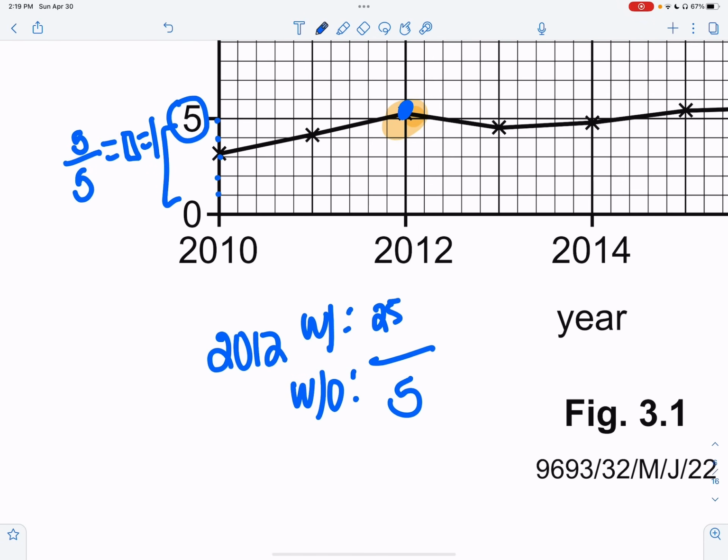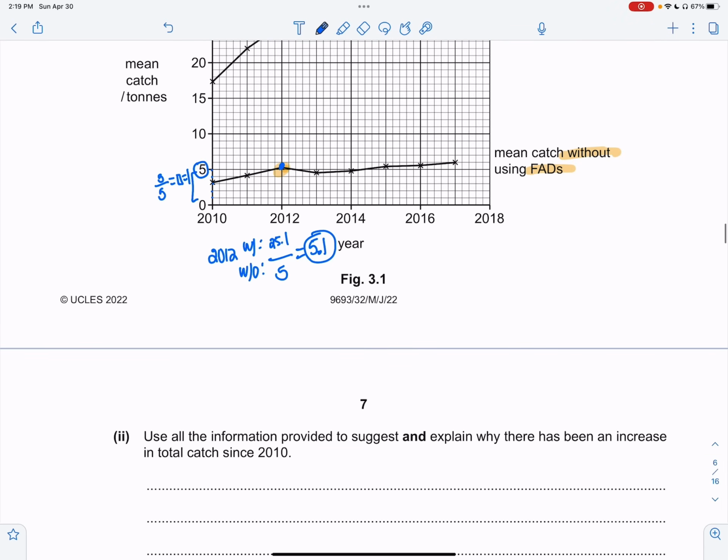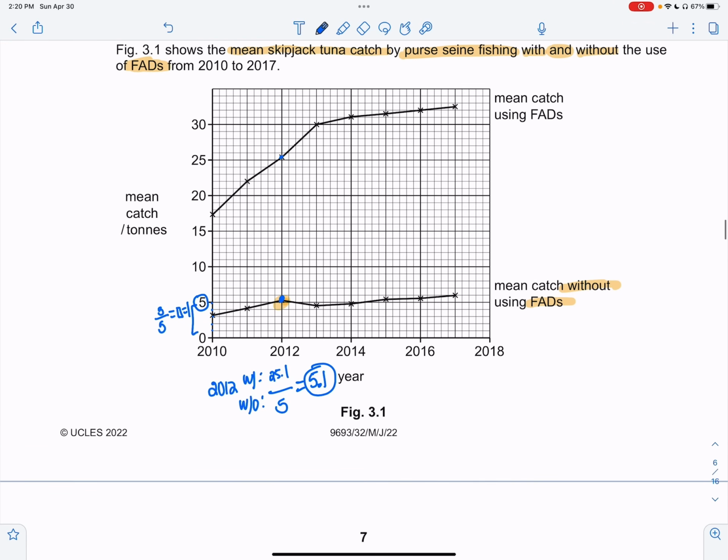So 25.5 divided by 5, just so we can compare, is 5.1. So using a fish aggregating device in 2012, you had an increase, it was like you had 5.1 times the amount of fish you would get versus not having a fish aggregating device. We could do the same in 2014. So again, we're at 5 for without.